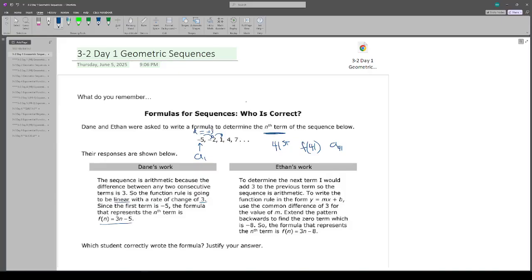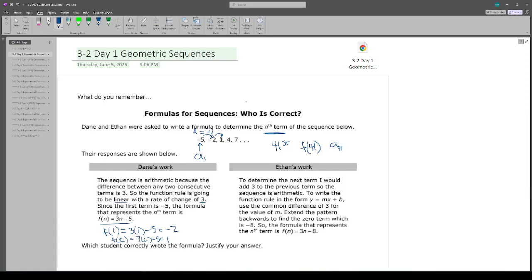A thing I want you to remember is that you can generate a sequence from an explicit rule or formula like this by plugging in values for n. So if I evaluate Dane's work and put f of 1, that would equal 3 times 1 minus 5, which says that the first term should be -2. f of 2 equals 3 times 2 minus 5, which is 1. But we can see in the actual sequence that it begins at -5. He's getting the right numbers, -2, 1, but he's offset by 1 because he didn't write the formula quite correctly.